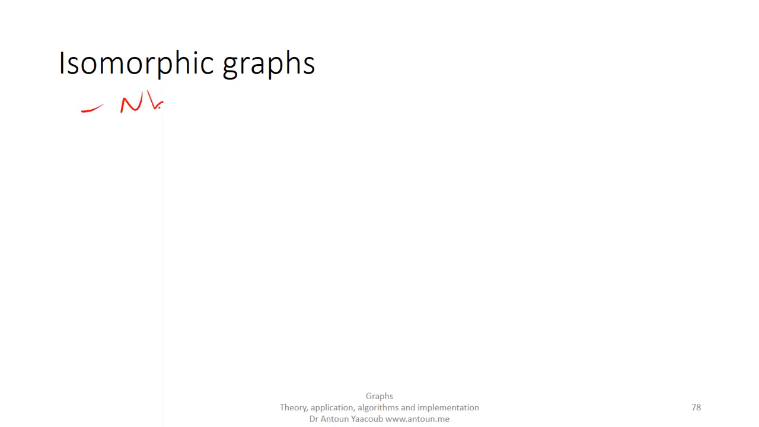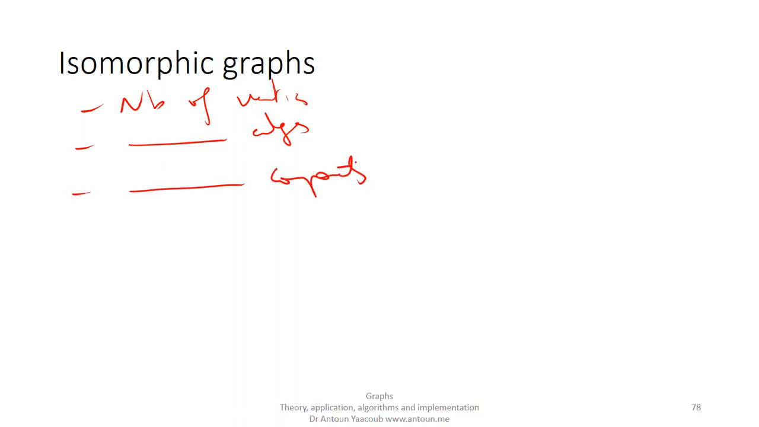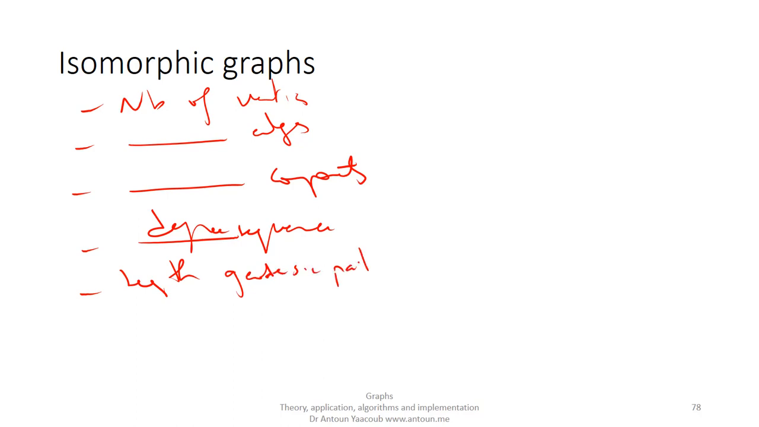We have the number of vertices. If the number of vertices is different, obviously they are not isomorphic. We have the number of edges. Obviously if the number of edges is different, they are not isomorphic. The number of components. We also have the degree sequence. If they are different, obviously they have different degrees. We have the lengths of the geodesic paths. If we can find different geodesic paths between any two vertices, obviously this is not isomorphic.